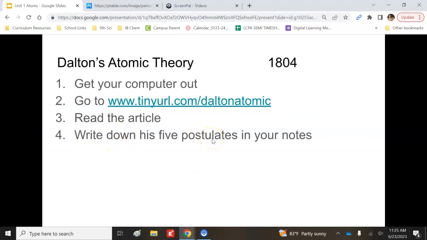Last but not least, you already have your computers out, so open up this tiny URL. You're going to read through the article. There are 5 postulates that you're going to jot down. Dalton was the first person who really thought about atomic structure, and his postulates are still mostly true today. There are a few that are not true that hopefully we will identify as we continue working. But I want you to jot those down in your notes.